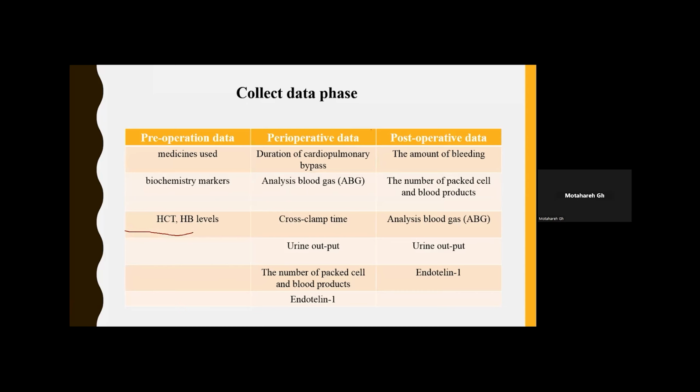The data were categorized into 3 sections. Preoperative data include medicine use, biochemistry markers, and hematology index like hematocrit and hemoglobin level. Intraoperative data were duration of cardiopulmonary bypass, arterial blood gas, ABG, and cross-clamp time, urine output value, and the amount of packed cell and blood product required, and endothelin 1. Postoperative data were the amount of bleeding and amount of packed cell and blood product consumption, ABG, urine output value, and endothelin 1.